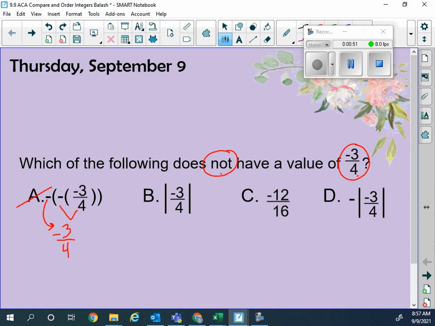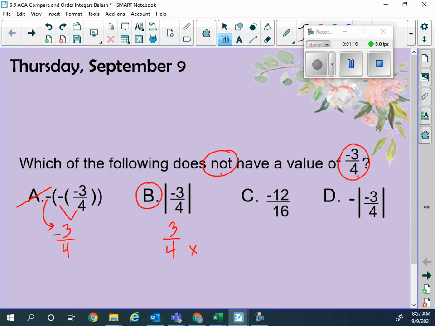B, how do I read that? The absolute value of negative 3/4. And what is that? Yeah, it's just 3/4. Is that negative 3/4? No. So is that the answer? Maybe. It could be one of those circle-all questions like yesterday. We'll see.